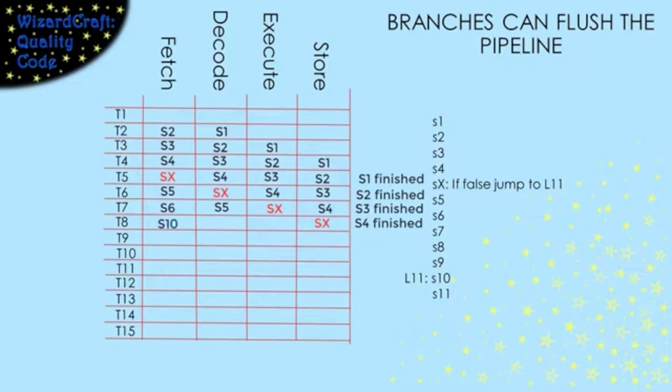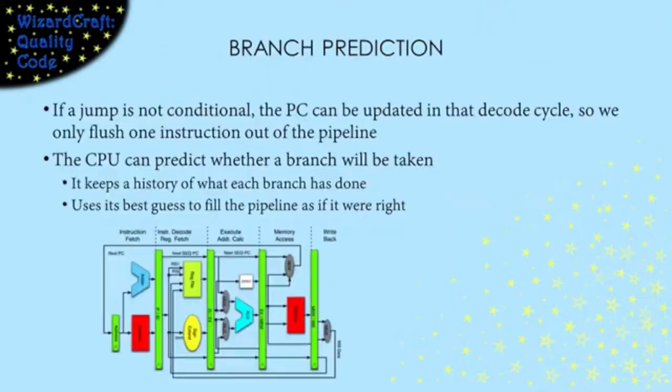Everything that is in the pipeline has to be thrown away. That's called flushing the pipeline, and it causes a pretty big disruption in execution. Now we're going to have to wait for the pipeline to refill before we start getting an instruction every cycle again. Since flushing the pipeline is so expensive, CPUs are designed to try to help make that not happen.